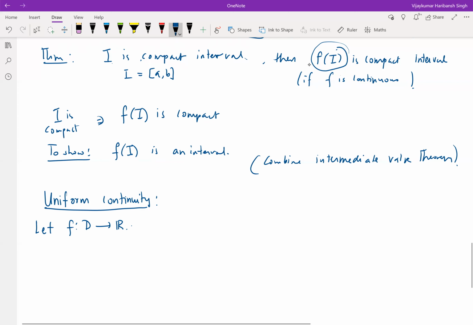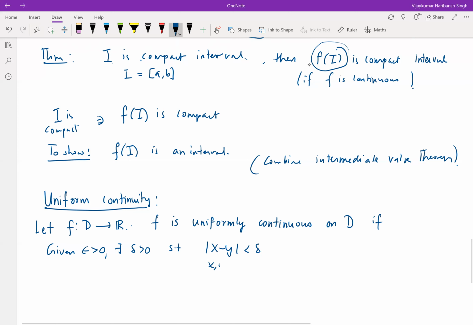We say f is uniformly continuous on D if, again, the story is the same: given epsilon greater than 0, there exists delta greater than 0 such that |x - y| less than delta, x and y in D, implies |f(x) - f(y)| is less than epsilon.